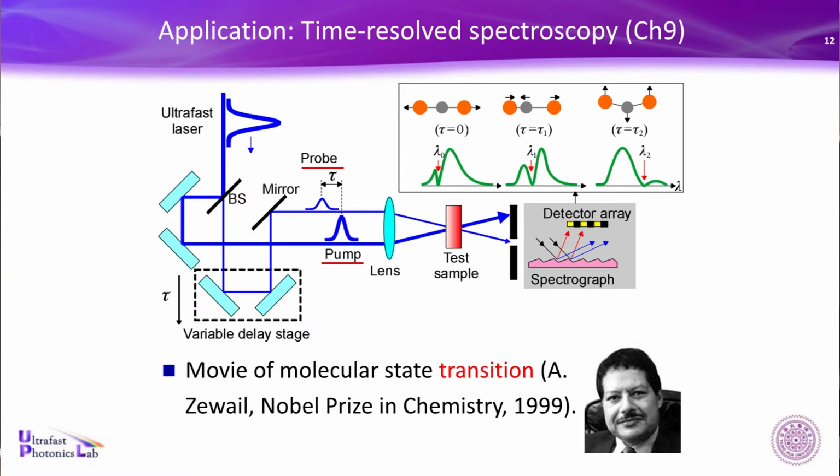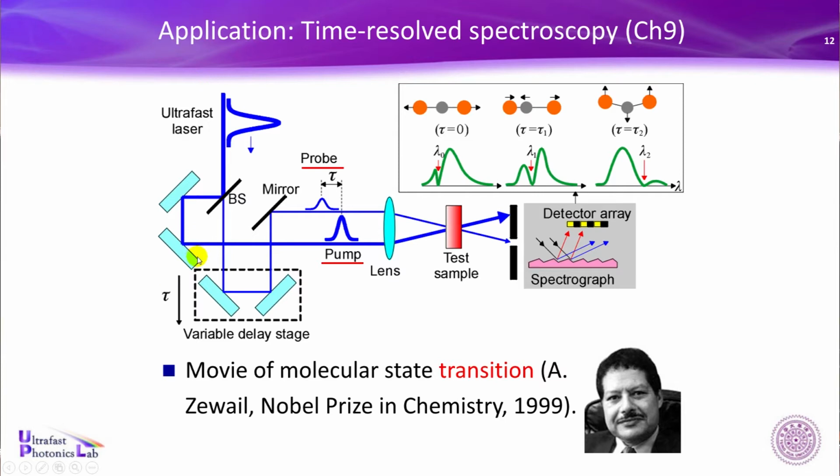It's actually very easy to understand. For example, you have an ultrafast laser, a very short pulse here. You have a beam splitter to split the input pulse into two replicas. The thicker line represents the pulse is stronger here. The thinner line means the pulse is weaker here. So the two arms have different powers.